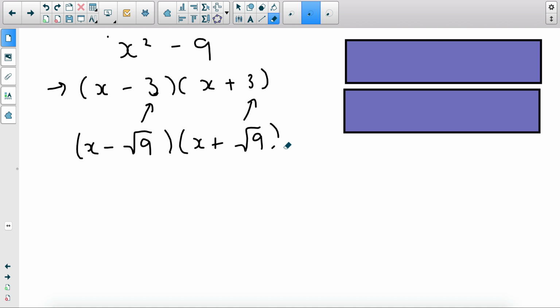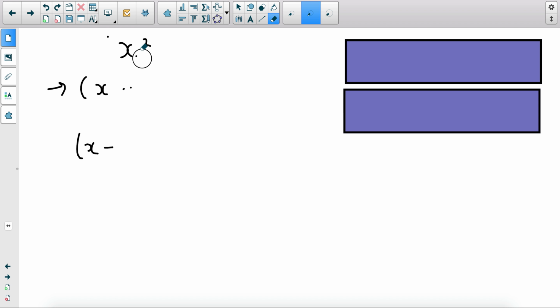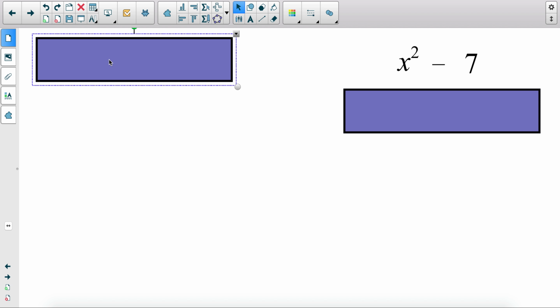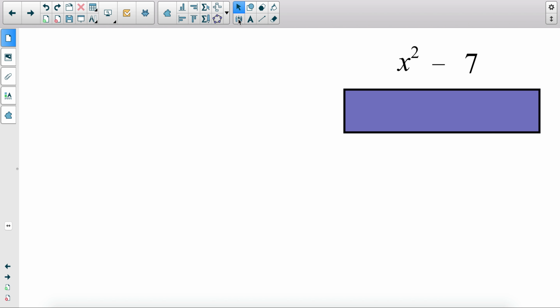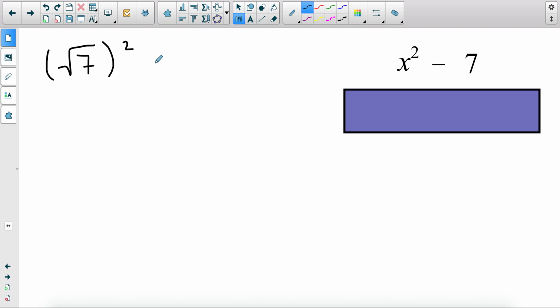Well, what if we actually face numbers that don't have a nice answer to the square root? So numbers that don't have integer square roots. An example of this, which is the easiest example we can go through, is x squared minus 7. So this 7 cannot be expressed as a square number. However, we can notice that the square root of 7, if we square it, we'll get back to 7.